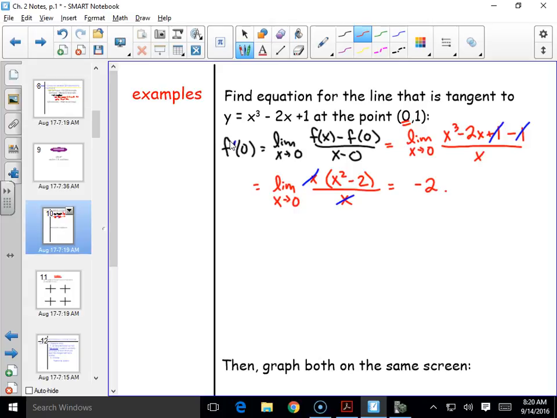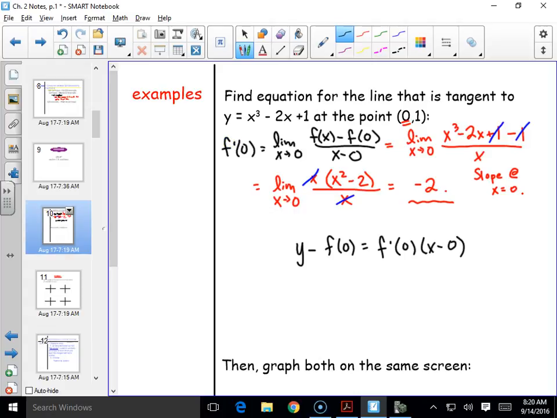We have this. What's negative 2 stand for? Help me out. The slope of the tangent line. The slope of the tangent line at 0, 1. Or we could say the slope at x equals 0. Now, if they want the equation of the line, that's not enough. So how do we keep going? Point slope form. Y minus, technically, f of 0 equals f prime of 0 times x minus 0.